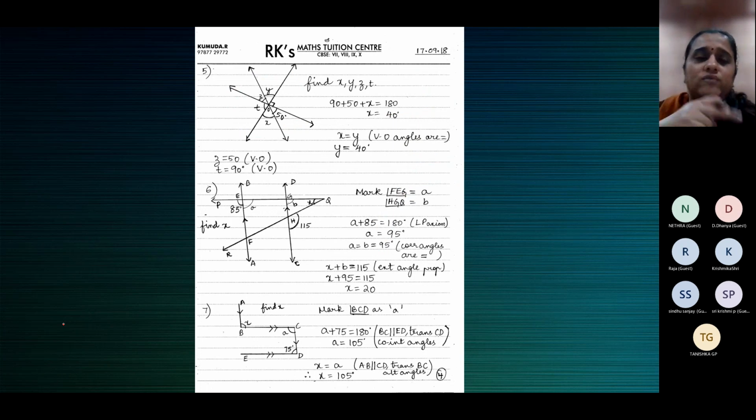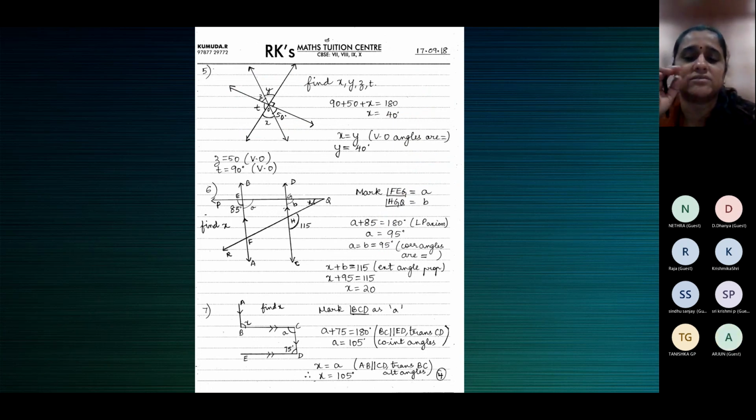If you find a triangle, you can use the property that the sum of all the three angles in a triangle is equal to 180. If you find an exterior angle, that is when a side is produced, the exterior angle is equal to the sum of the two interior opposite angles. Or in a triangle, when two sides are equal, two angles will be equal. Sum of all the angles on a straight line is equal to 180 degrees. Vertically opposite angles are equal. So all this should run in your mind when you have to find the missing or unknown angles.